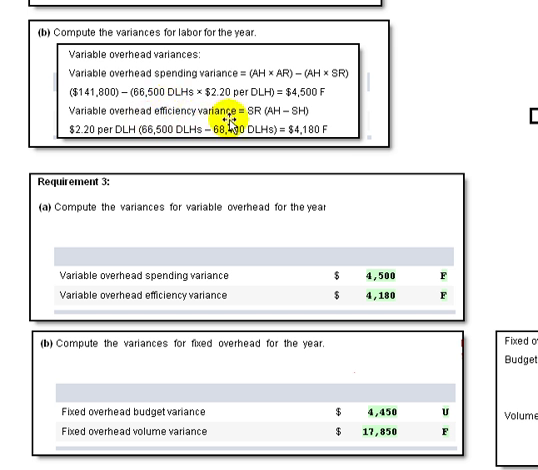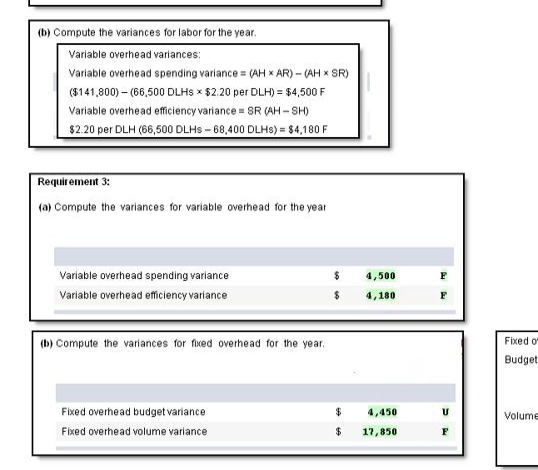Okay, then the variable overhead efficiency variance, we would take the standard rate times the difference between actual hours and standard hours. So we take the 2.20 standard times the difference between the 66,500 direct labor hours and the 68,400 direct labor hours. And again, 66.5 is less than 68.4, so we're favorable. We compute those hours, multiply it times the standard rate. We come up with 4,180, and that's how we get that number right there.